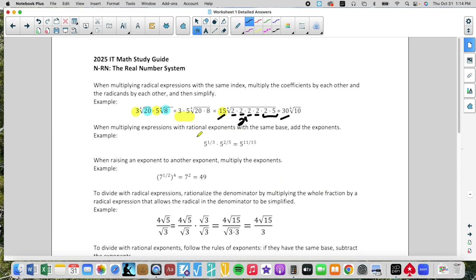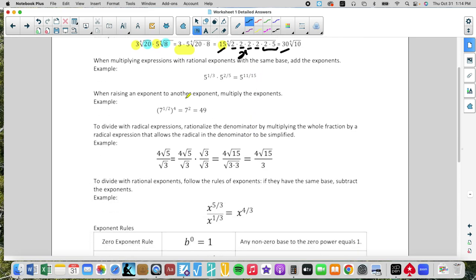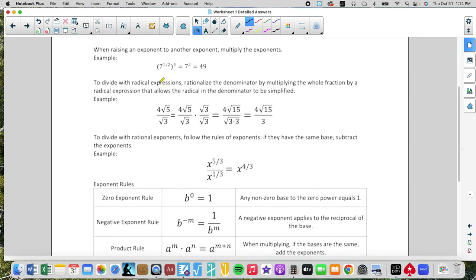All right, let's look at the other stuff. When multiplying, we add. Now, we can't add without like denominators, so we would convert the denominators and then add the numerators. When raising a power of a power, we multiply, 1/2 times 4.